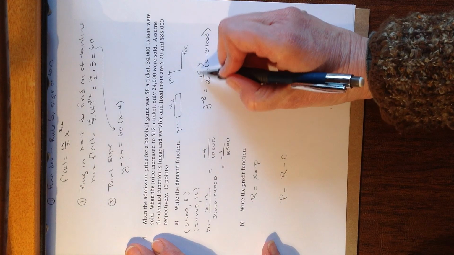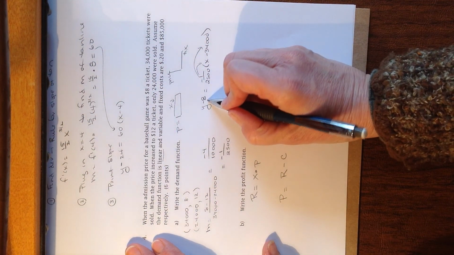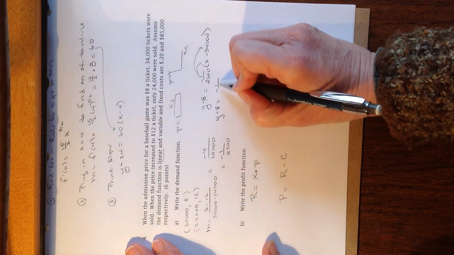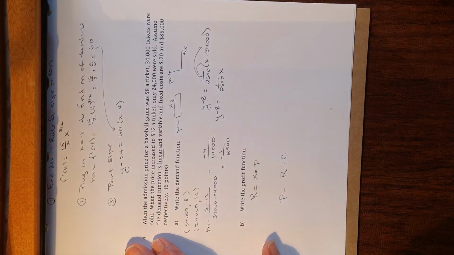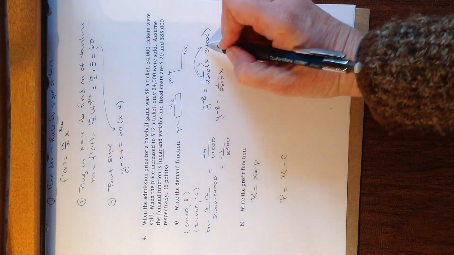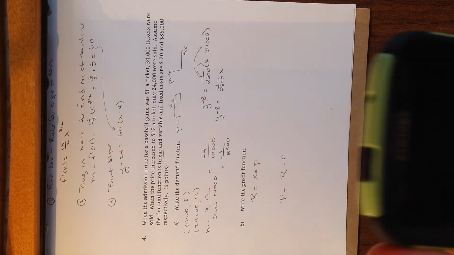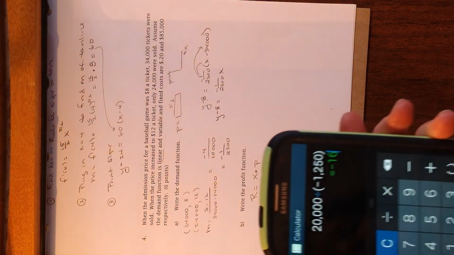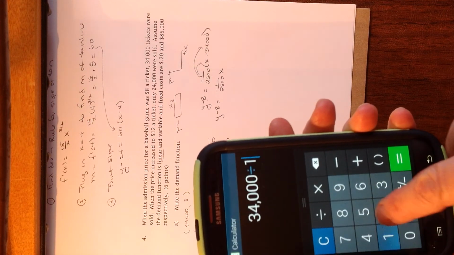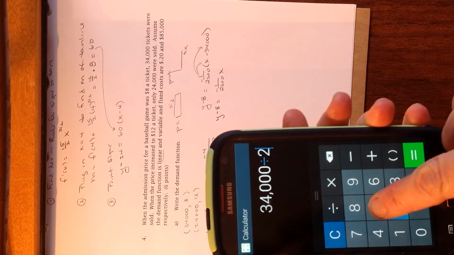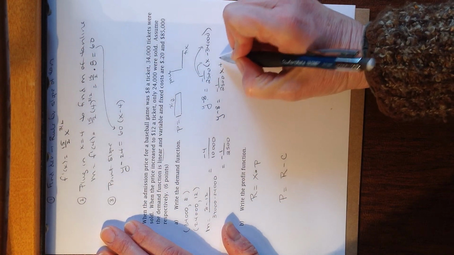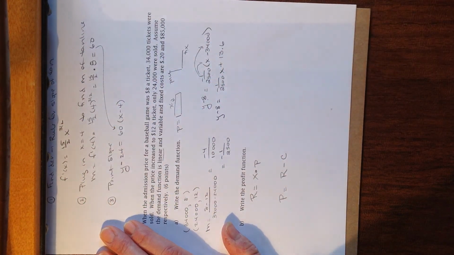I'm going to distribute, and because I want to move this 8 over there, so I want to have something it can add to. So it is negative 1 over 2,500 times x, and now I'm going to take negative 1 over 2,500 times 34,000. So I'm going to say 34,000 divided by 2,500 and get 13.6. It's positive because I'm distributing negative times negative.